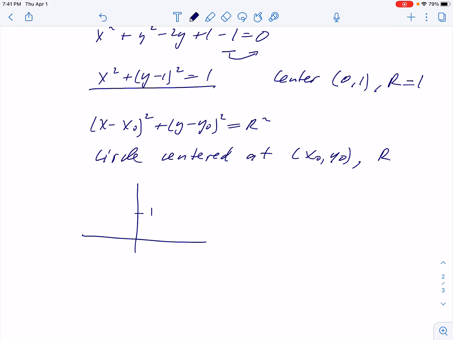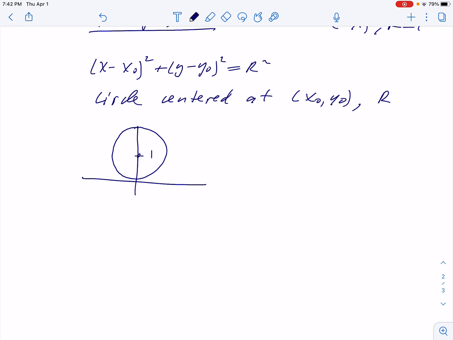This is the point (0, 1), and the radius is 1, so the circle has this center. It's like that. Pretty nice circle. Okay.